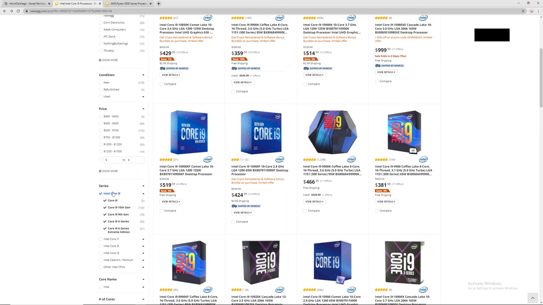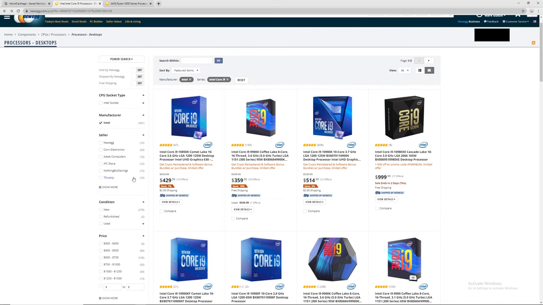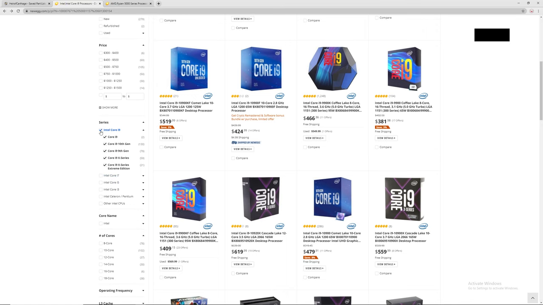Intel 9th generation and 10th generation are both excellent for gaming right now. So the Core i5 is like the mid-range, i7 is a higher range, and i9 is the absurd money-spending range. i5 and i7 are both excellent for gaming.